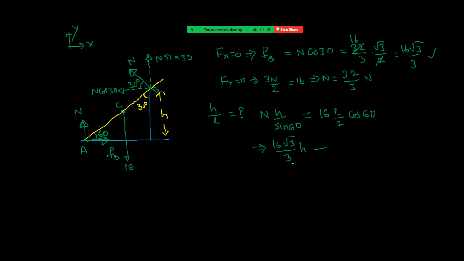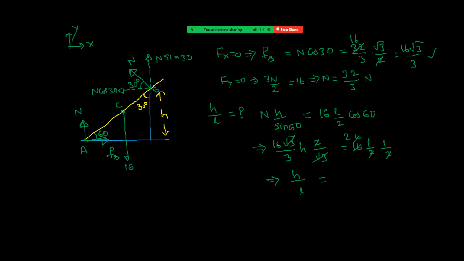So N value 16 root 3 upon 3 into h sin 60, root 3 by 2. The root 3 gets cancelled. That is equal to 16 L by 2 cos 60, which is 1 by 2. 2, 2, so 4. Then see what is the answer, H by L is equal to... Is anything wrong in this one?